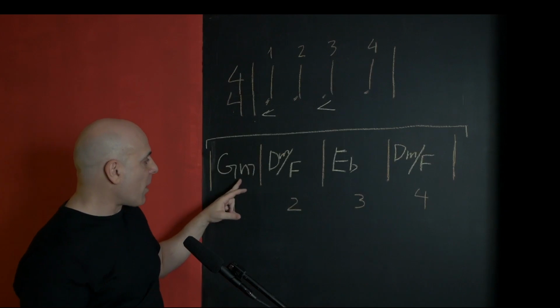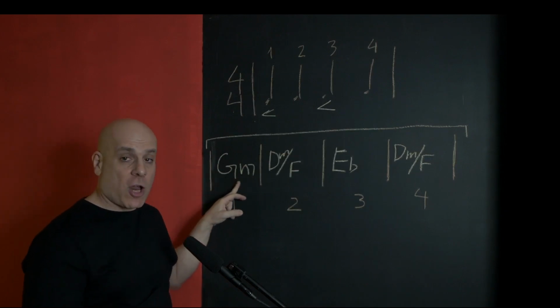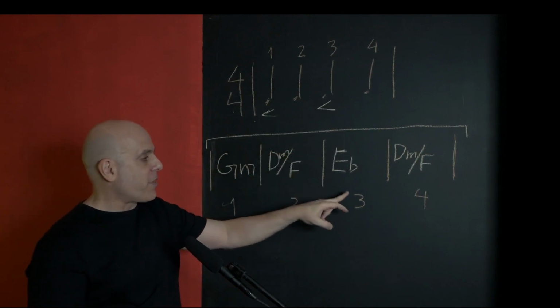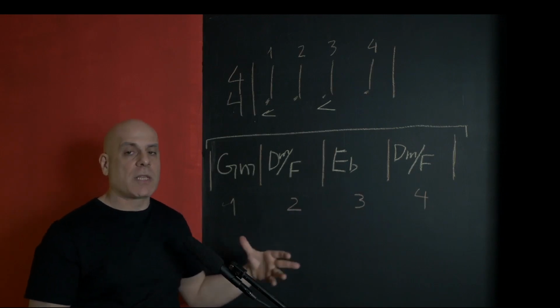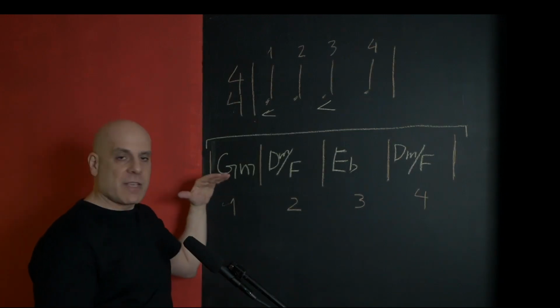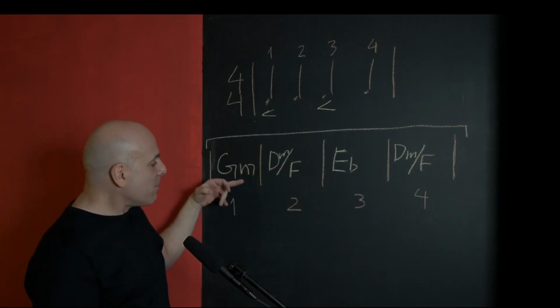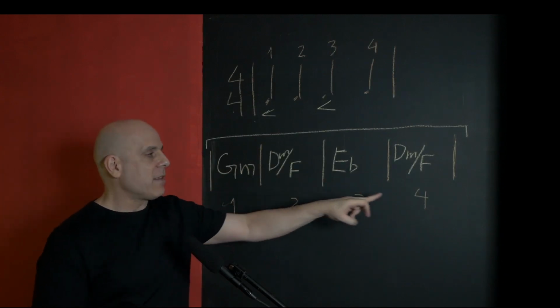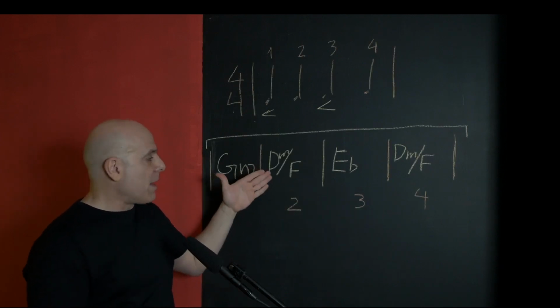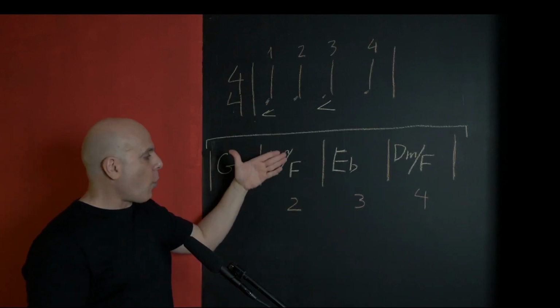On the first bar, we have the G minor, the tonic. On the third, we have E flat, which is the 6th degree. Very typical progression to go from tonic to the 6th degree. And in between, on the 2 and the 4, we have the passing chord D minor over F.